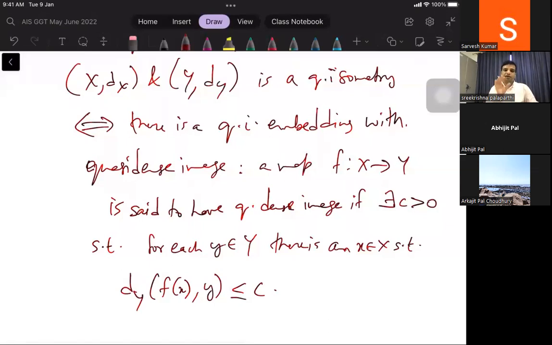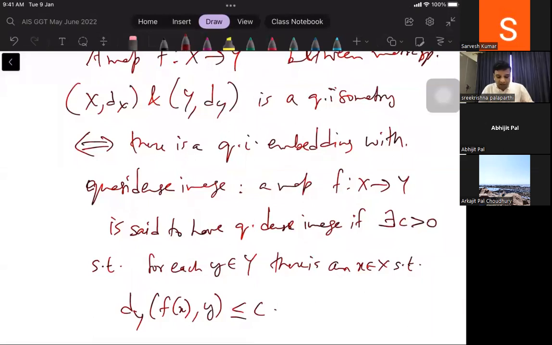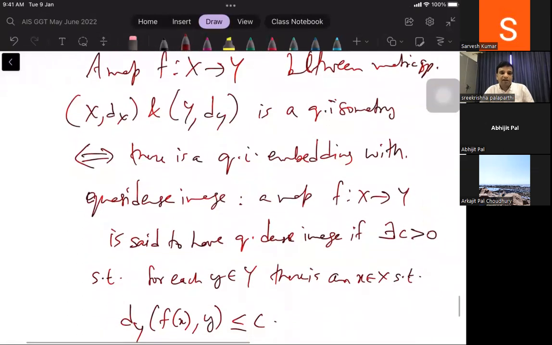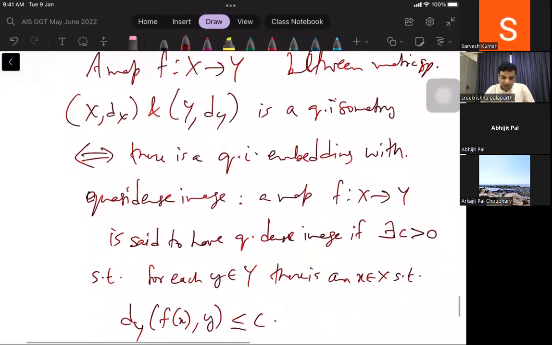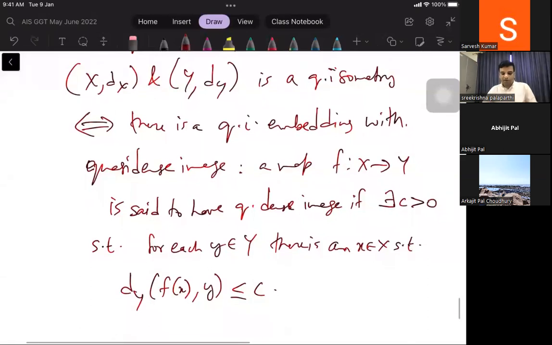So a quasi-isometric embedding with this property is said to have a quasi-dense image. And when a quasi-isometric embedding has a quasi-dense image, it will automatically be a quasi-isometry. One direction is easy. If it is a quasi-isometry, then this property is satisfied. The other direction is once again not difficult at all.